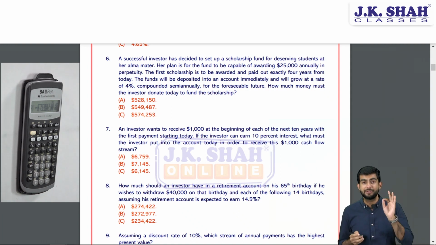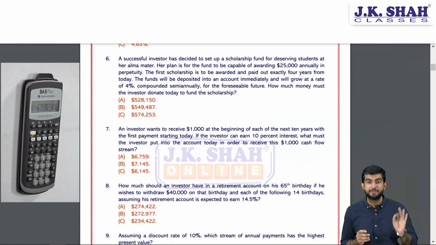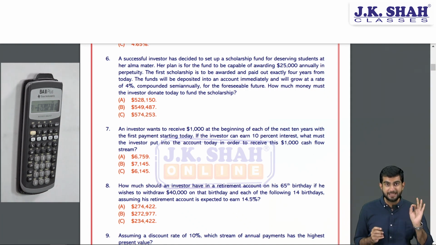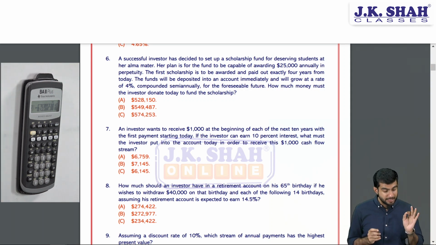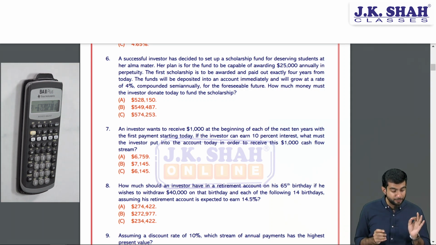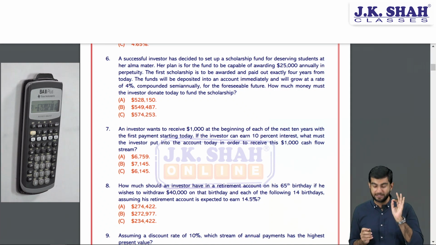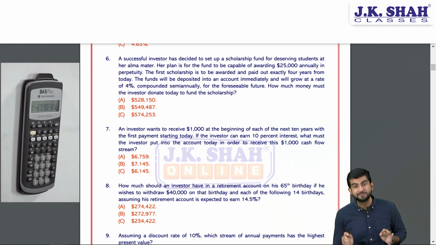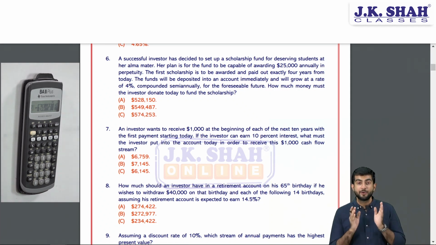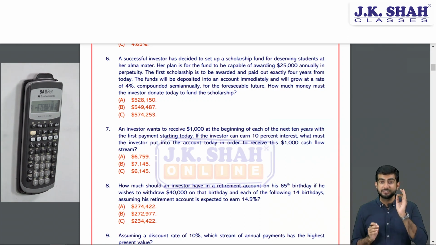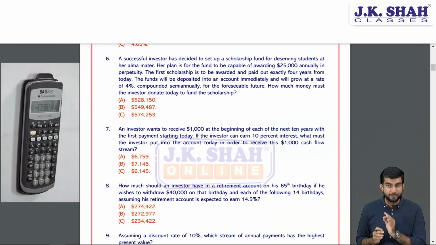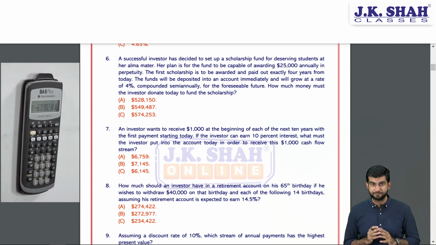Before finding out any value, you have to press the CPT button. So I pressed CPT and present value. The calculator is showing an output of 6759. So option A is my answer. I hope you understood this: how to first of all set the calculator to begin mode and then solve the question.